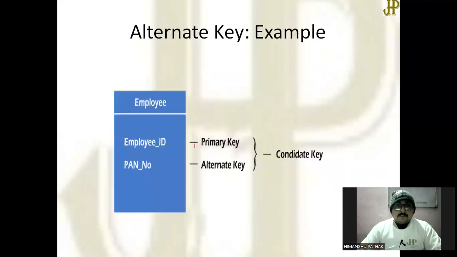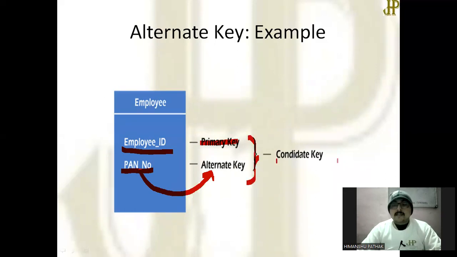So here you can see that employee ID becomes the primary key. So PAN number is also a unique number for each employee. So that number becomes an alternate key. And the combination of these two keys are known as candidate keys.